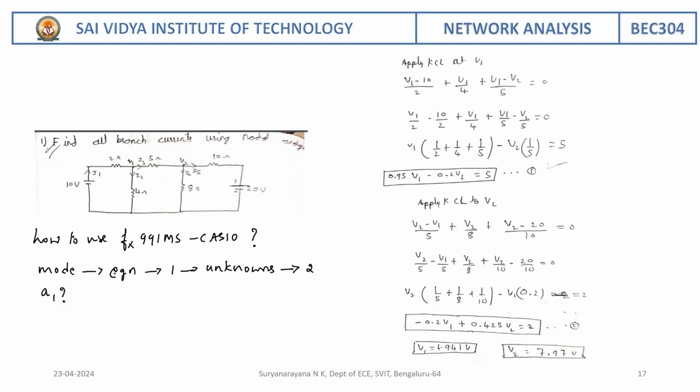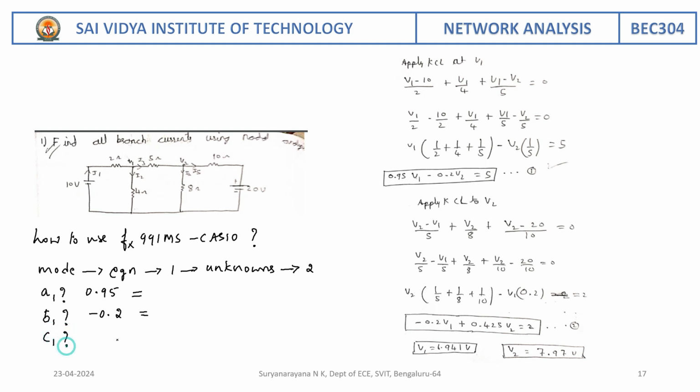What is A1? So I am going to enter A1 as 0.95. On pressing equals, you will get what is B1. So I am going to enter minus 0.2. Again I am going to press equals. I am going to get C1.